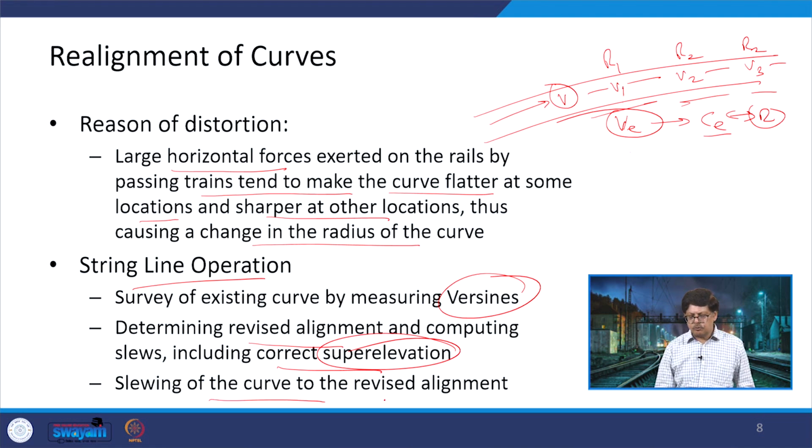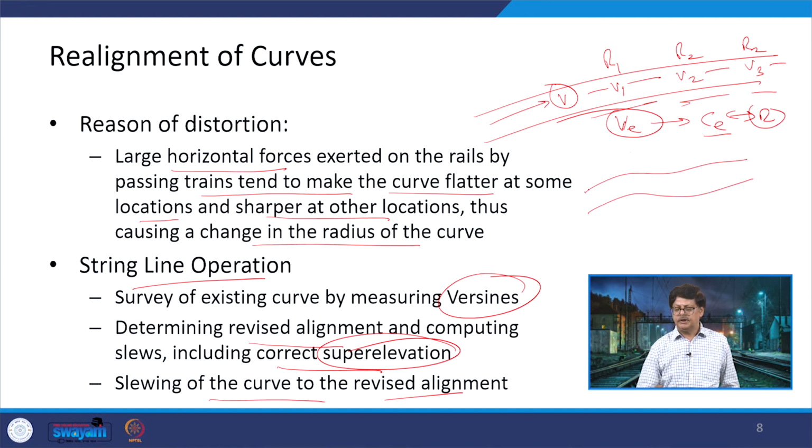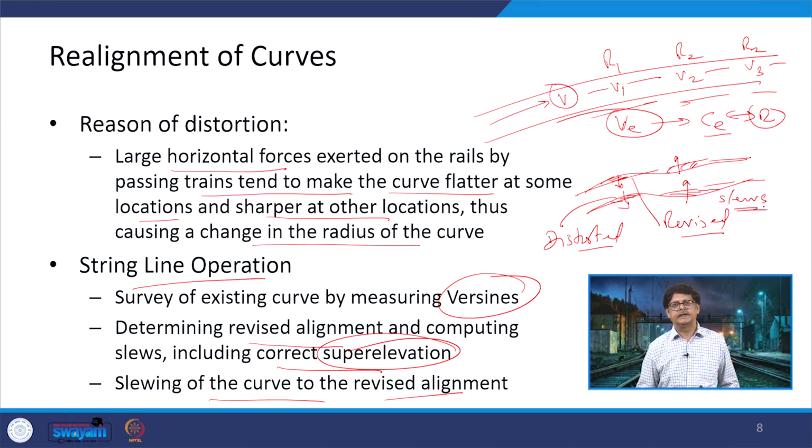The slewing of the curve to the revised alignment means whatever distortion has been there, we are trying to bring it back to the revised condition which otherwise should have been there. It means in this case it will be brought inside, where in this case it is taken outside so that it comes to the normal path. So, that is where this one is the revised alignment and this one is a distorted case. And here these values which are shown here, they are the slews which we are talking about.